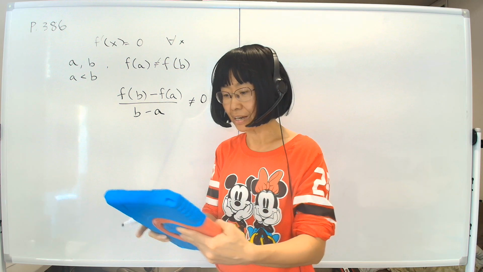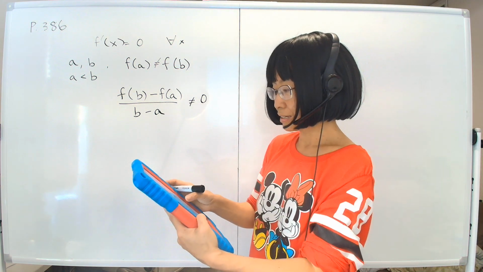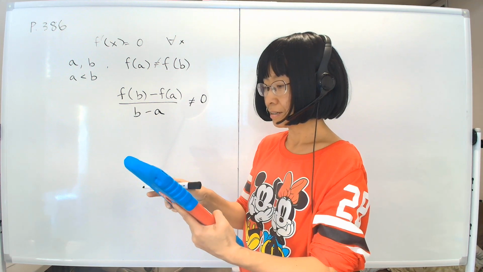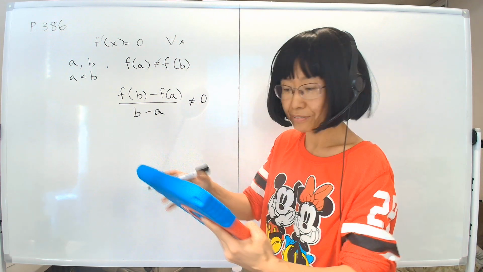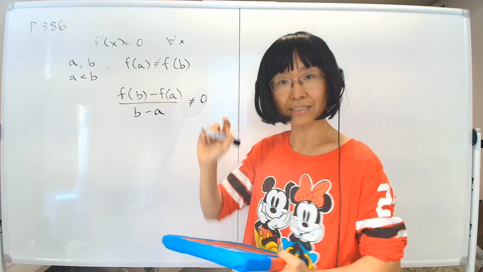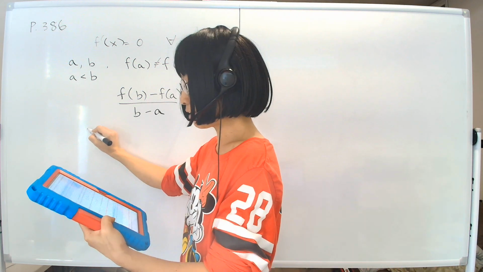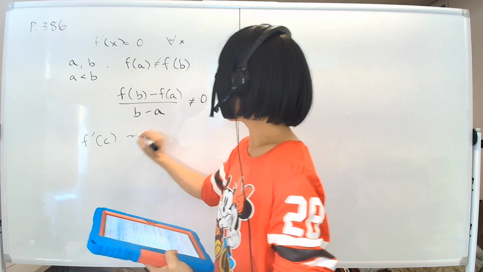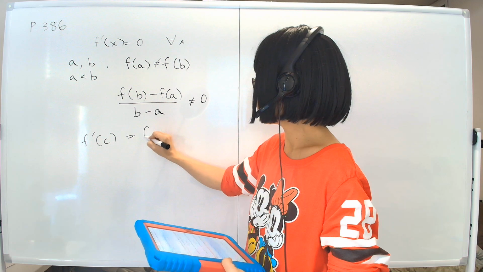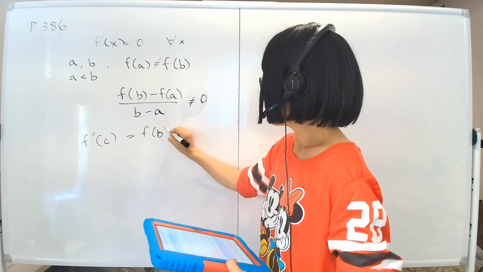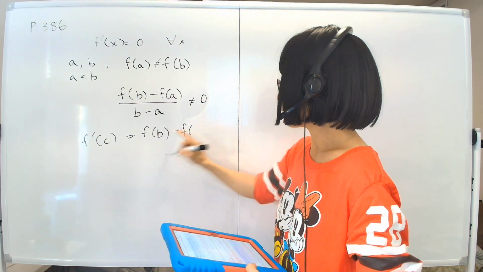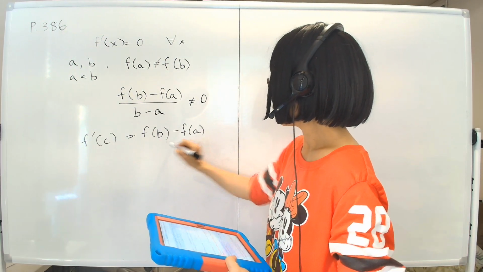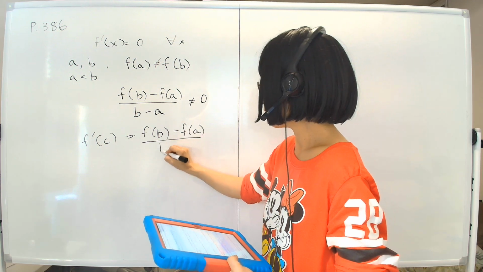Now we're going to apply the mean value theorem. The mean value theorem says that if you have a function that is differentiable and everything, then there exists some point C between A and B such that f prime of C is going to be equal to this thing right here. The mean value theorem states there exists a point C such that the slope is the same as the slope, the rise over run, of the whole thing.